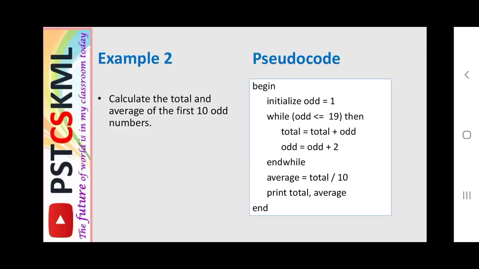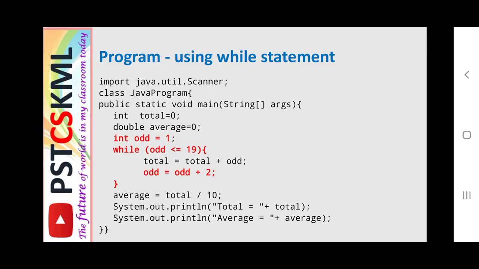Okay, example 2. We initialize odd numbers equal to 1, while odd is less than or equal to 9, then we add to the total, then we have the increment, then we end while. After we come out of the loop, we find the average and print the total and average. So with the while statement, the initialization happens before the while condition, int odd equals 1. Then we go for the loop, while odd is less than or equal to 19. Before we come out of the loop, we have the increment there.